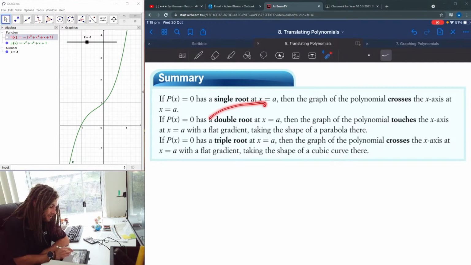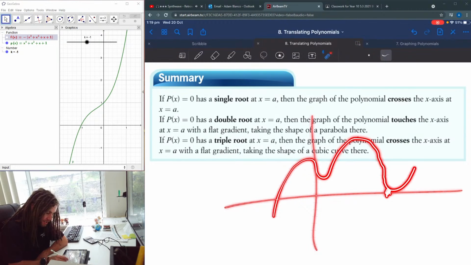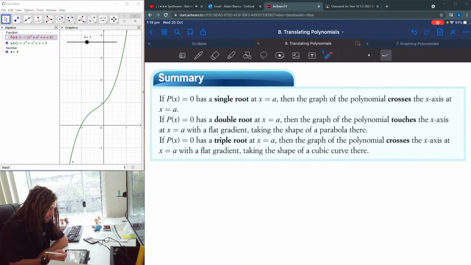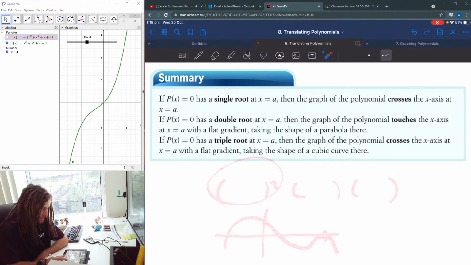If you've got a double root, it bounces. It says touches, but think of it like a bounce. So if the double root was here, the graph would go like this and bounce off it. We didn't actually see an example of that, but suppose it was something squared and then something and then something. That would mean it goes, and then it might bounce there, kind of like that. So that's kind of cool.